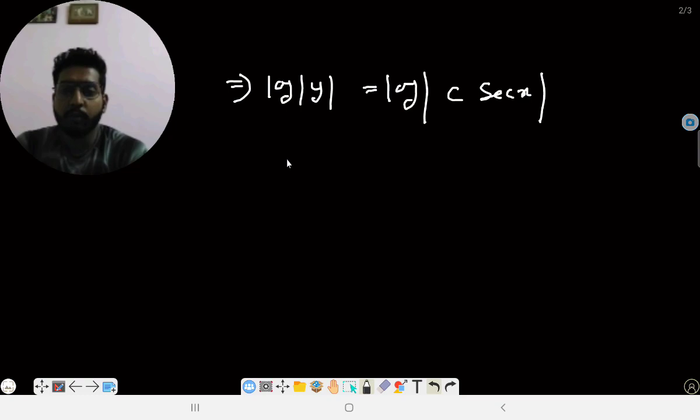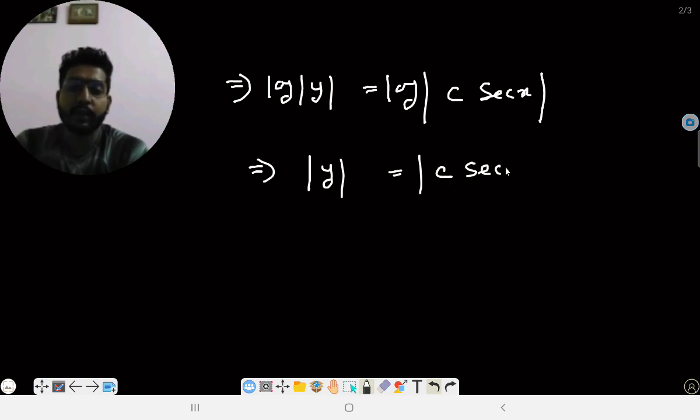Now taking the log off both sides, that will be mod y equals mod c sec x. So that will be the answer. If I square both sides, that will become y square equals c square sec square x.